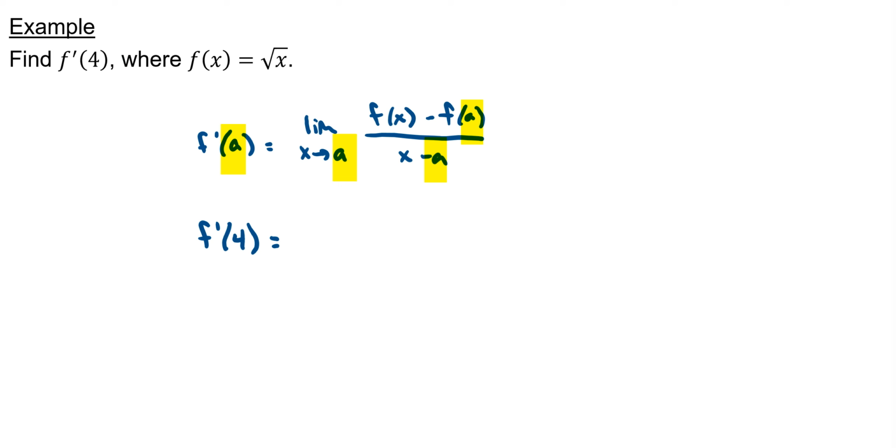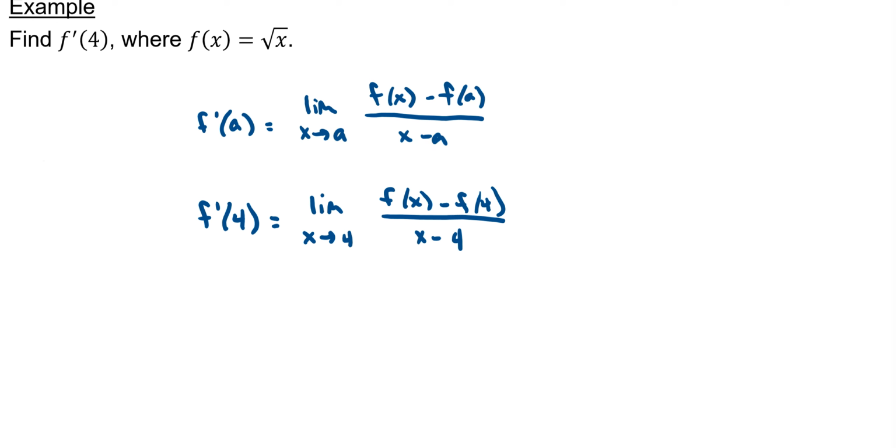So this is going to be the limit. We're finding the limit as x approaches 4 of f of x minus f of 4 over x minus 4. So these always look trickier right from the beginning because you have to plug everything in correctly. We just substituted in a 4 into all of the a values. That's the value that we would think of being held constant here.